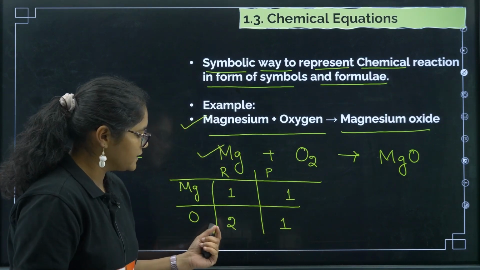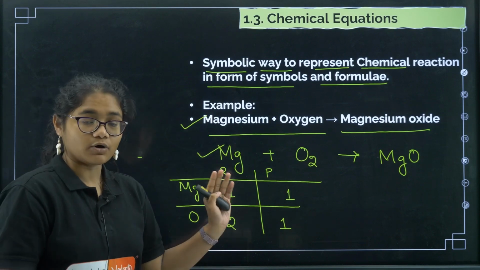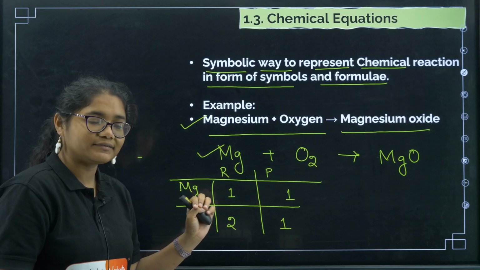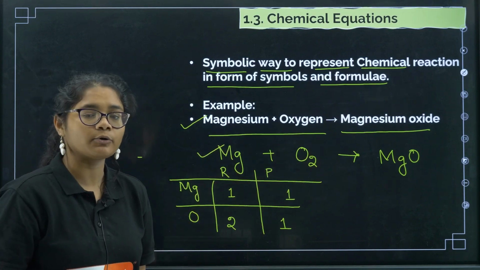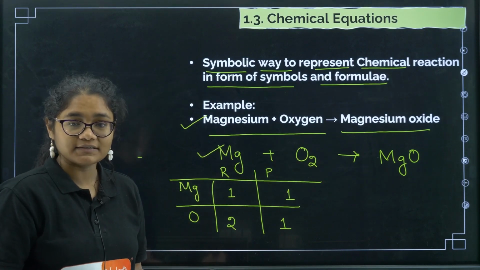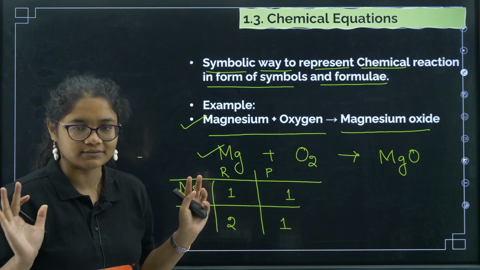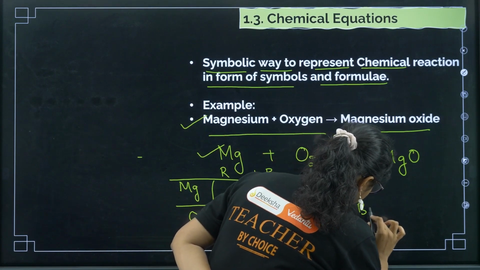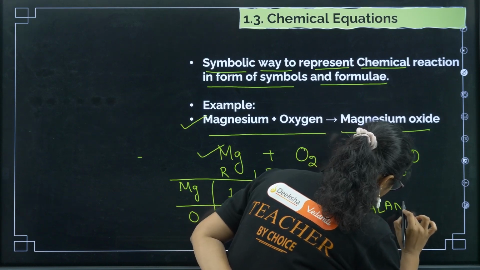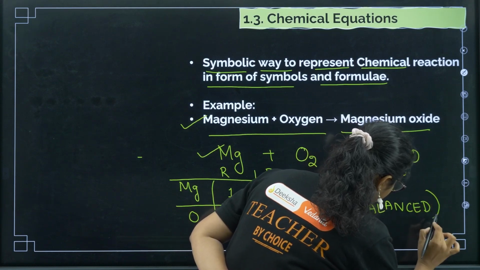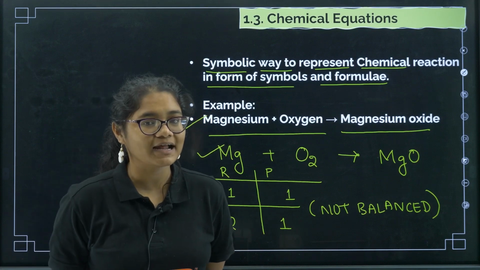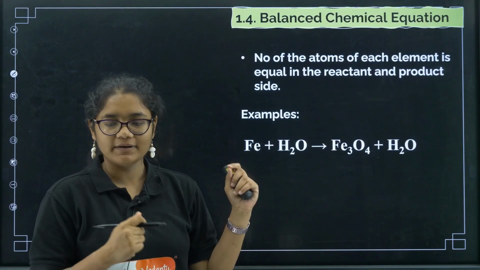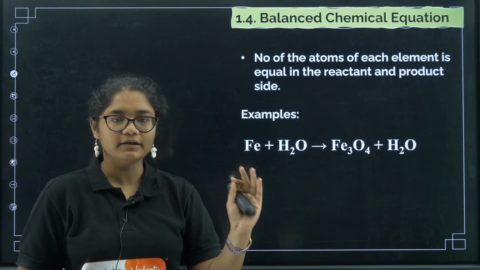So now you see the number of oxygen atoms on the reactant side and on the product side are not the same, right? We have 2 oxygen on the reactant side and 1 oxygen on the product side. So this type of reaction is not a balanced reaction. We can say that it is not balanced. Then how can we balance that? That is what we'll be seeing now.